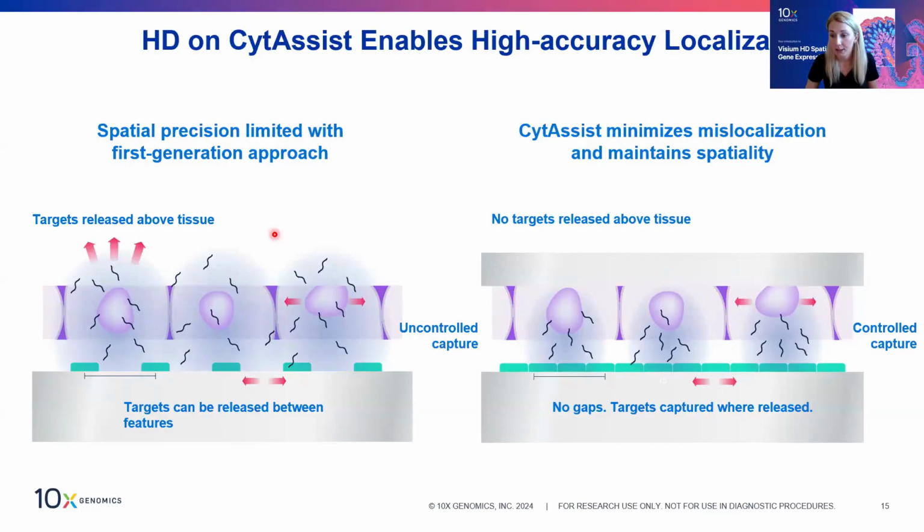Let me see if we can find another question. Is it still possible to use Dako Mayer's hematoxylin for the H&E stain? Yes, it's still possible. It still works. But we've seen that the Gill's just gives us much better morphology images.